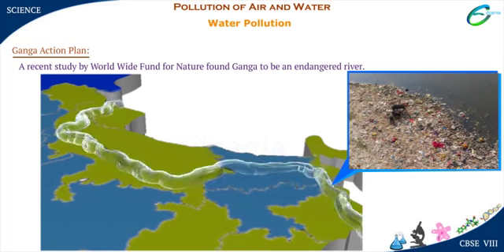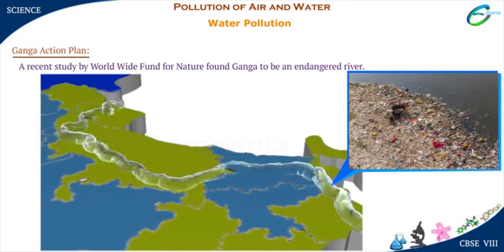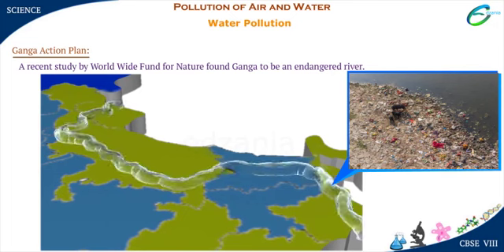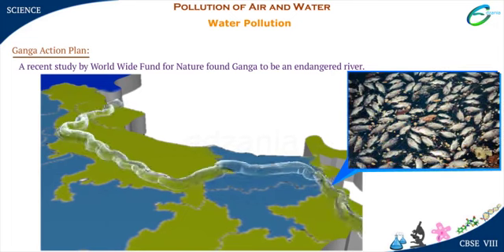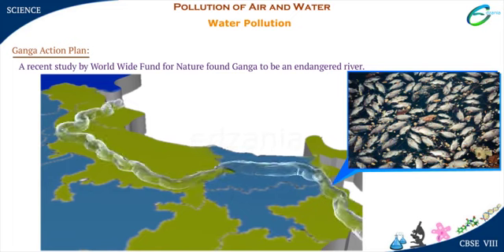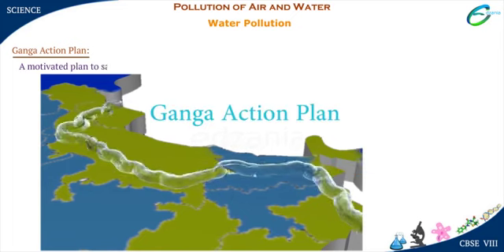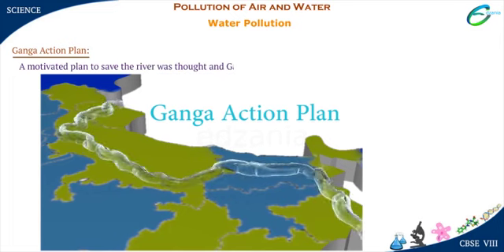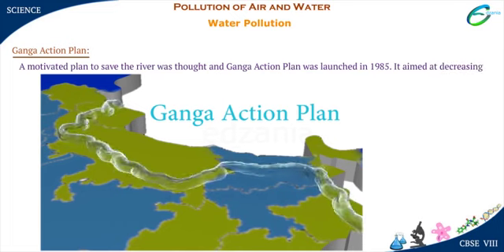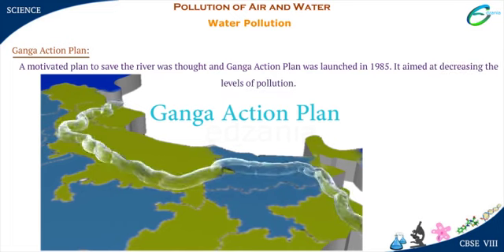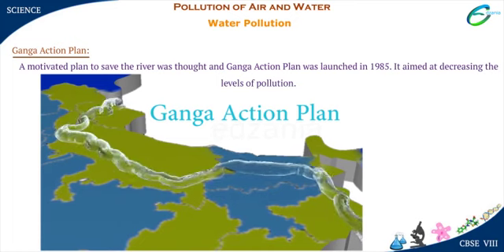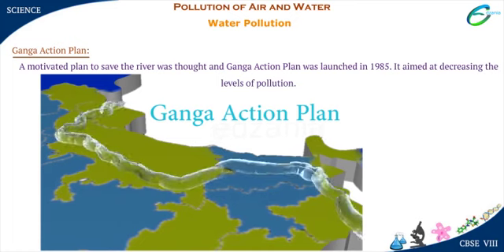This is due to people throwing large quantities of garbage, untreated sewage, and dead bodies' wastes directly into the river. This pollution level is so high at places that aquatic life cannot survive there. A motivated plan to save the river was thought, and Ganga Action Plan was launched in 1985. It aimed at decreasing the levels of pollution. However, this plan could not prove any result as the river was damaged beyond repair.